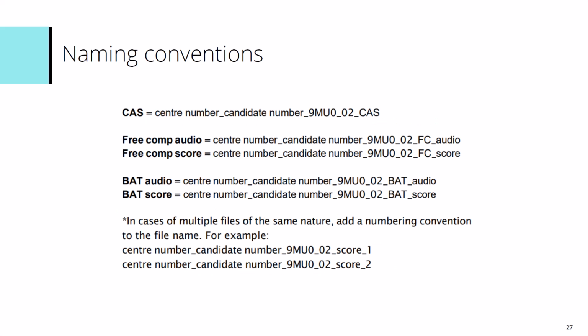And here is the naming conventions for composing. Again, you've got some slightly different things there because you have the free composition and the brief assessing technique. So they have the extra FC or BAT in the file name. And again, the same advice about the score. So multiple pages, if it can be a single file for each composition, then that is helpful. If not, and that's not possible, then please do number them to make sure that it's easily followed.